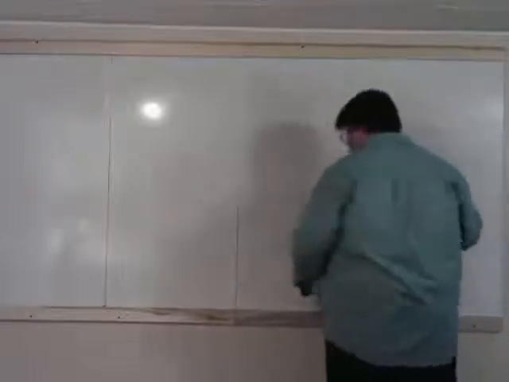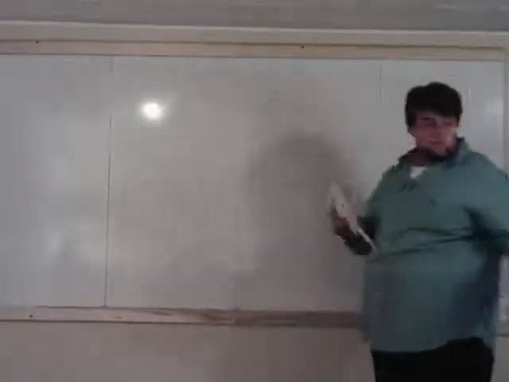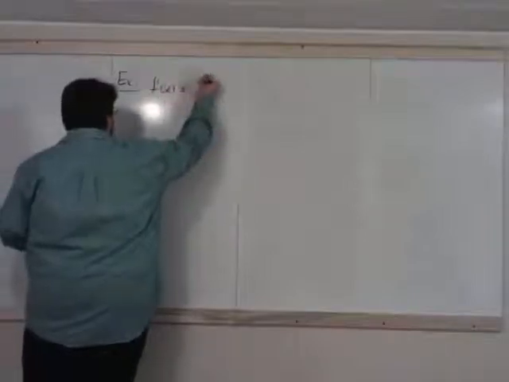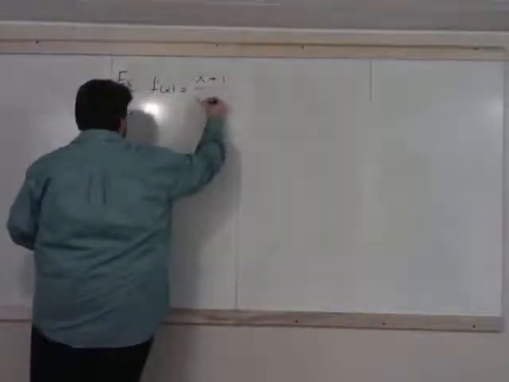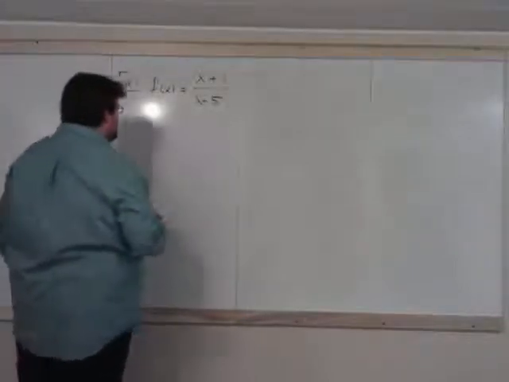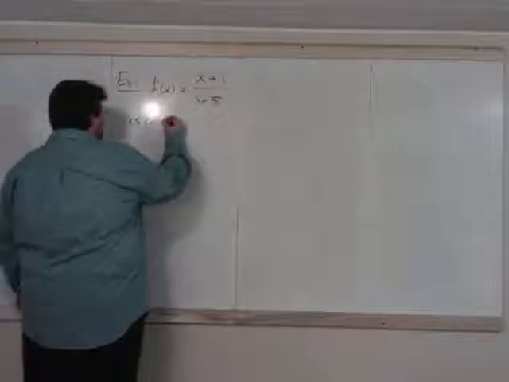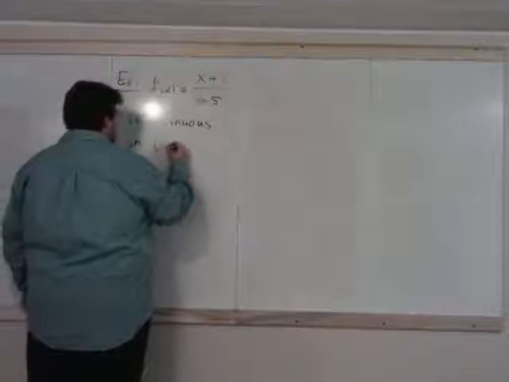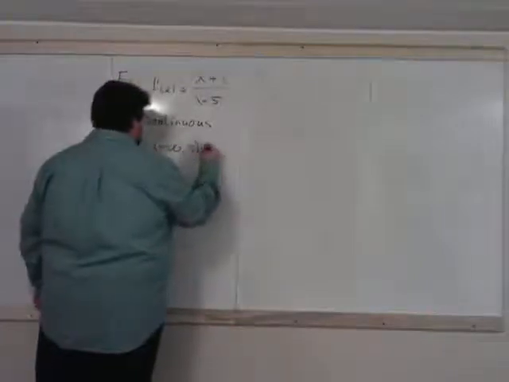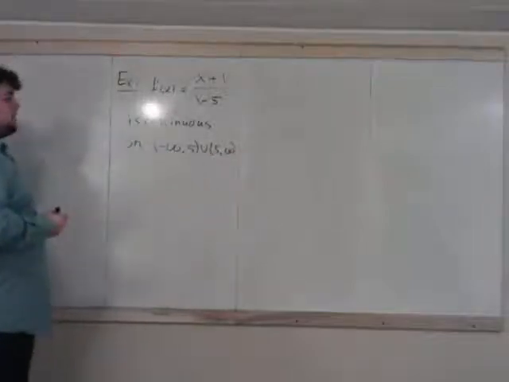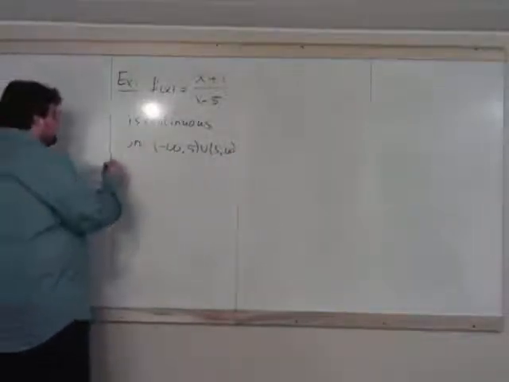Earlier in the semester, we found domains of certain functions. Example: f of x equals x plus 1 over x minus 5. The domain of this function is everything except 5. So this is continuous on everything except 5. So it's continuous on negative infinity to 5, and 5 to infinity.